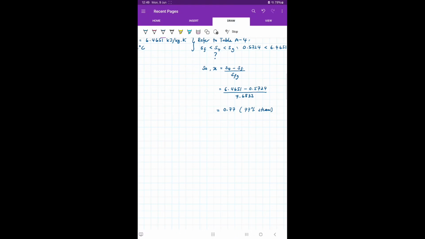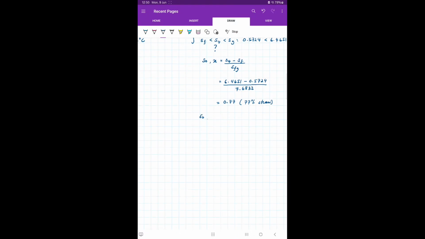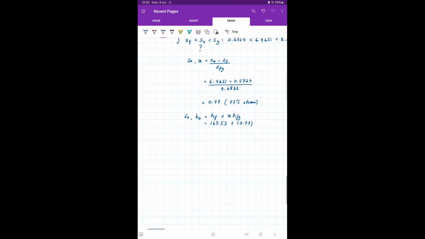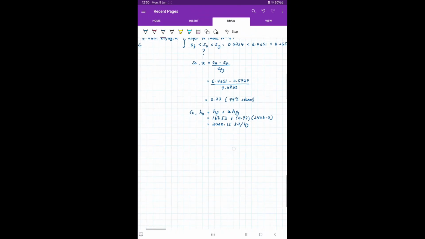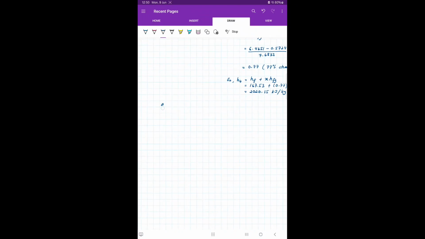Then this will lead us to find our enthalpy at point 4. This is equal to HF plus X HFG, which is 167.53 plus 0.77 multiplied by HFG, 2406.0. So this is 2020.15 kilojoule per kg. Now that we have all our enthalpies, we can proceed to find what our Q in is and what our Q out is.